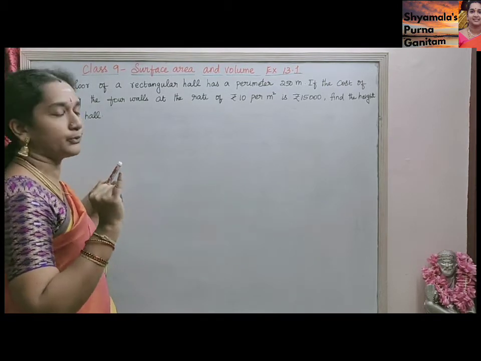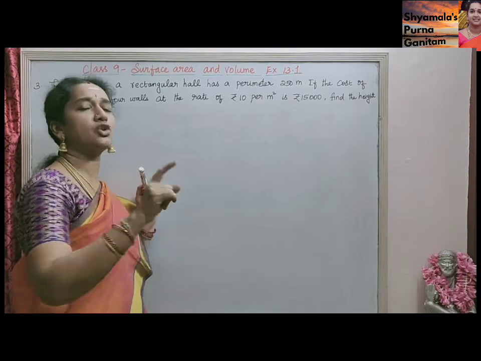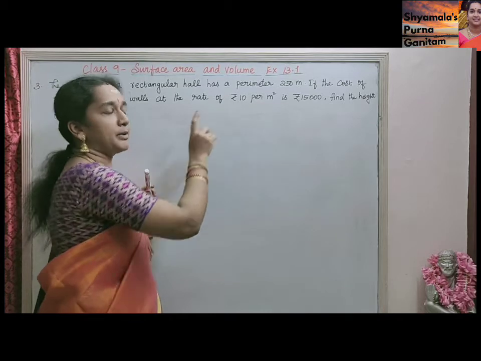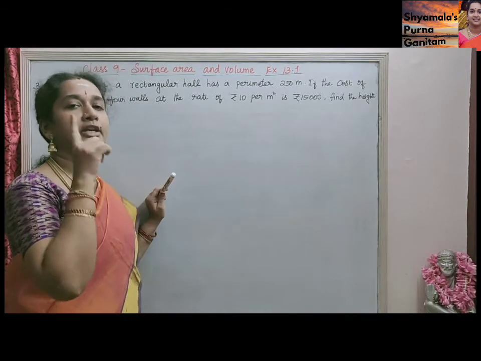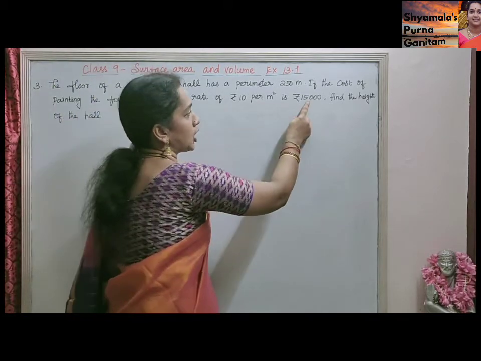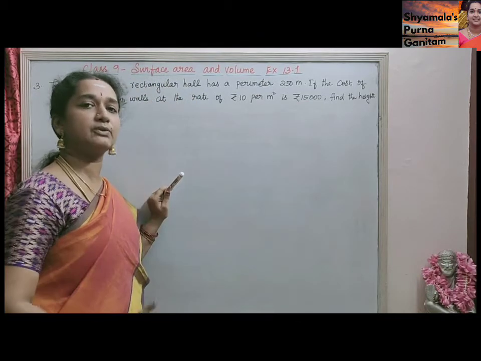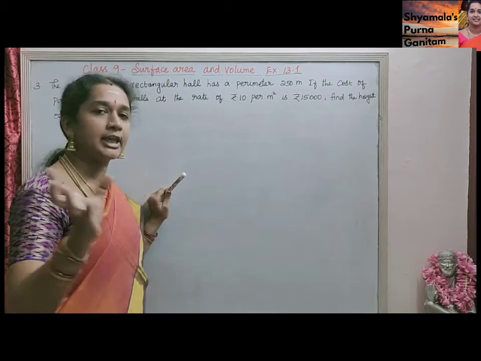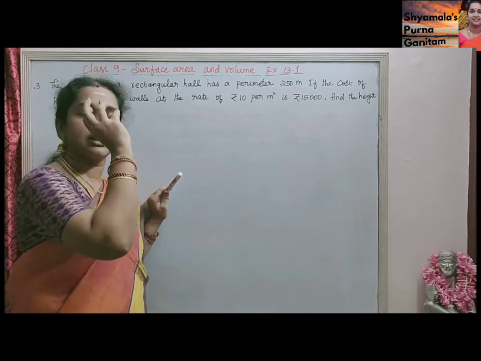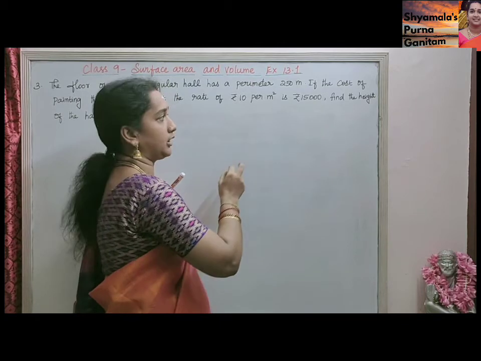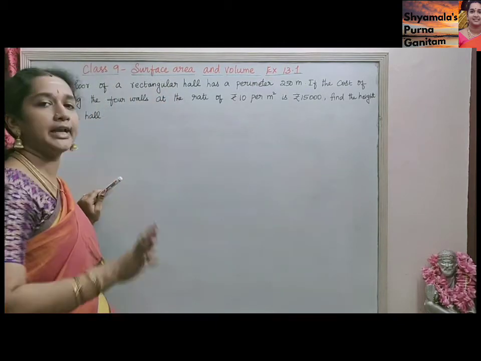Then cost of painting the 4 walls at the rate of rupees 10 per meter square. For 1 meter square it is 10 rupees. Total cost for painting the given walls is given as 15,000. So the total area that has to be painted, the cost is given as 15,000. This is the total cost. Find the height of the hall.